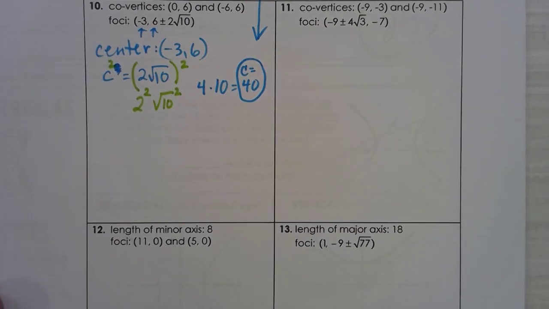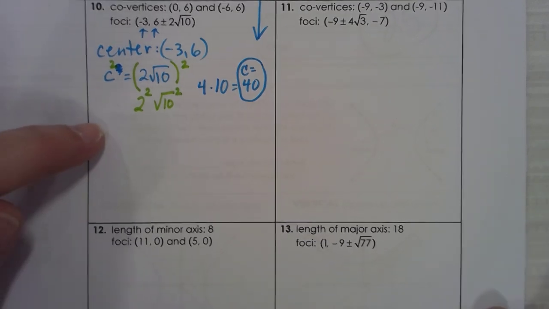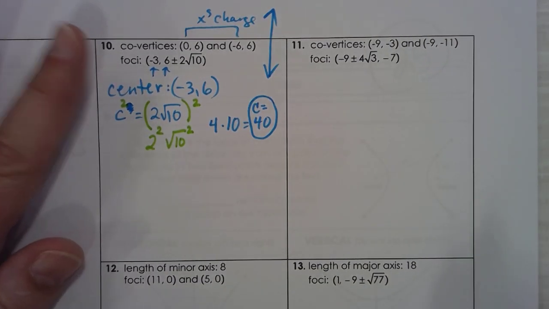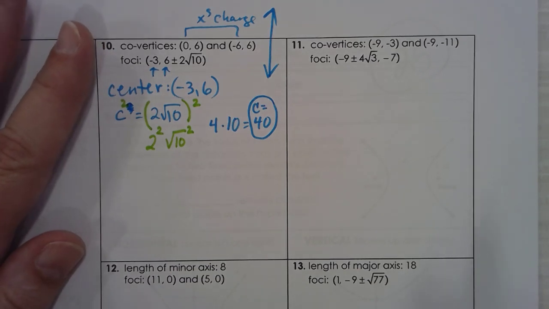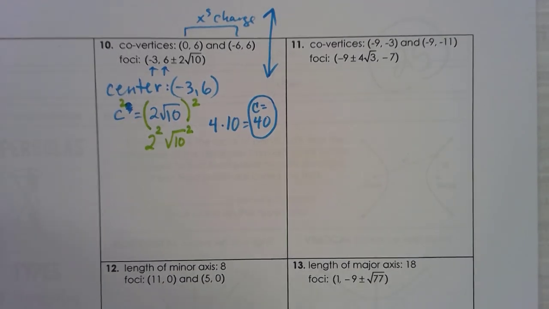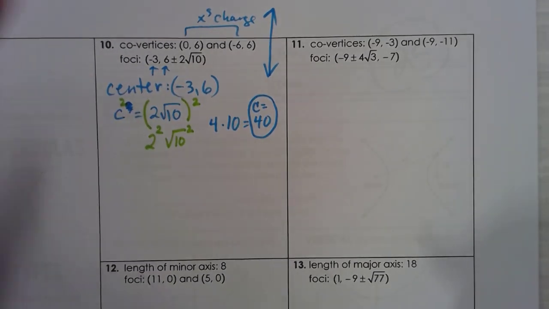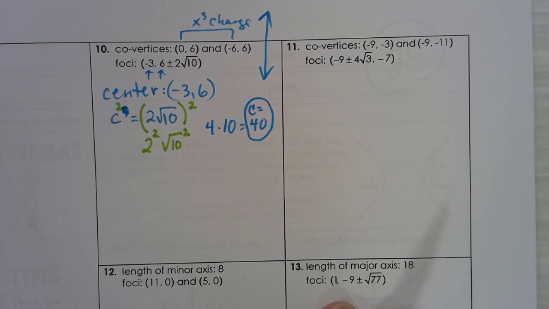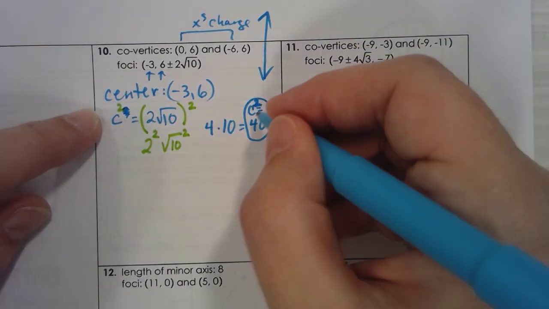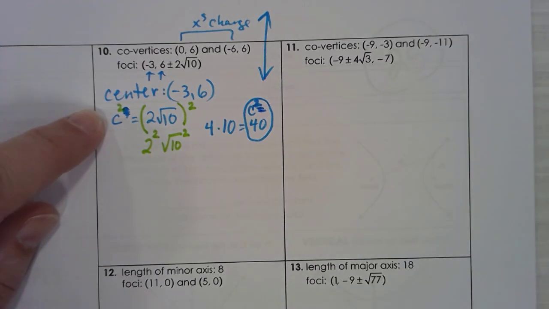All right. Are you okay with finding B and A on this one, or do you want me to go through that since we only did one? Do you want me to keep going on this one? Yes. Okay. So we have the center. We have C. Oh wait, this is C squared, not C. C squared is 40.